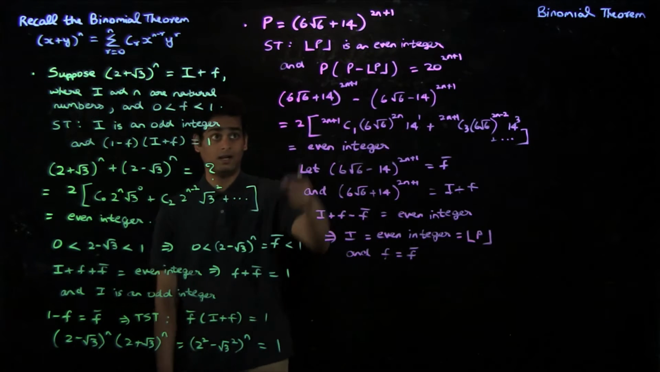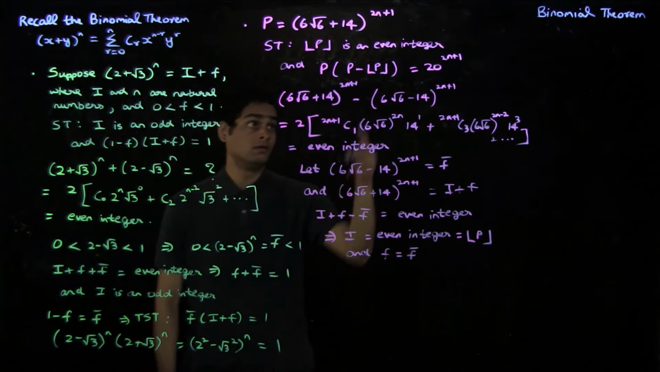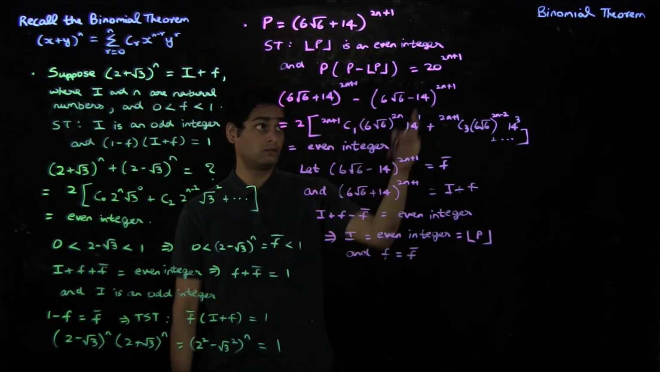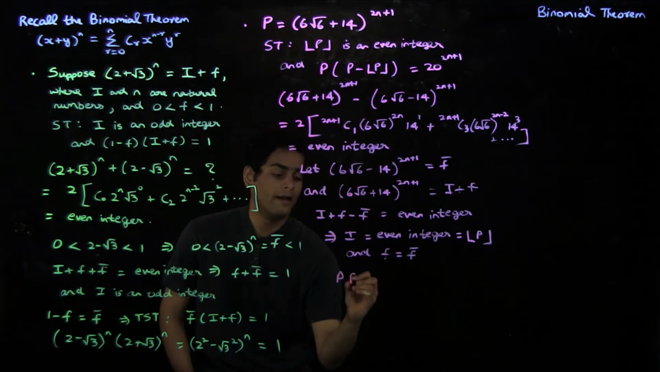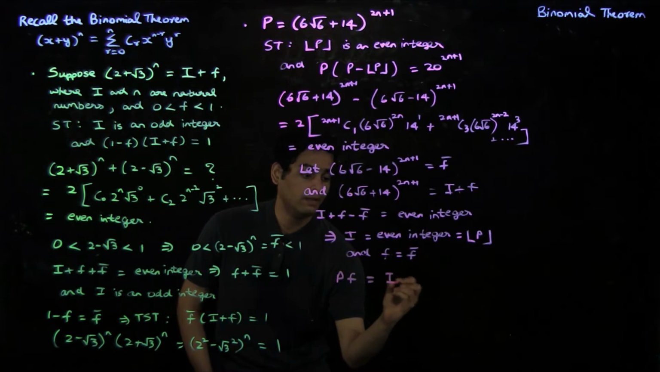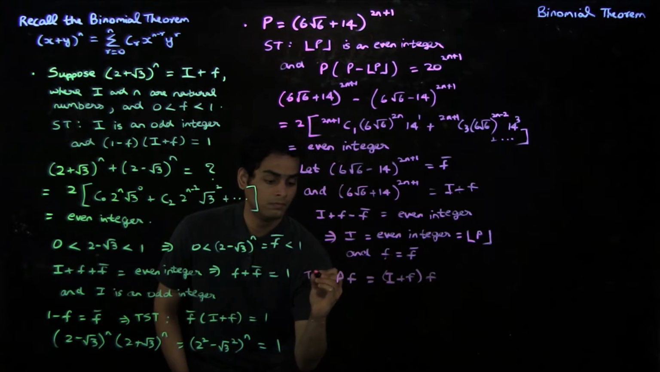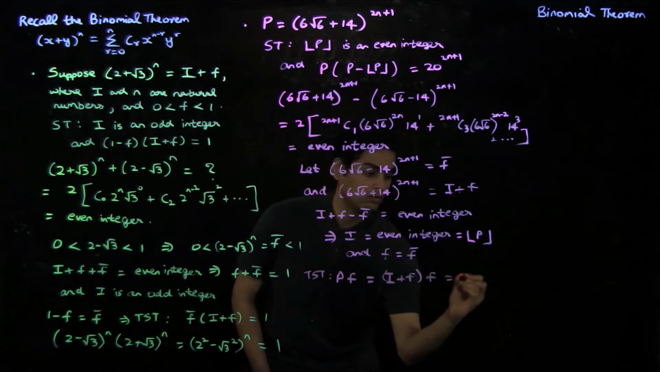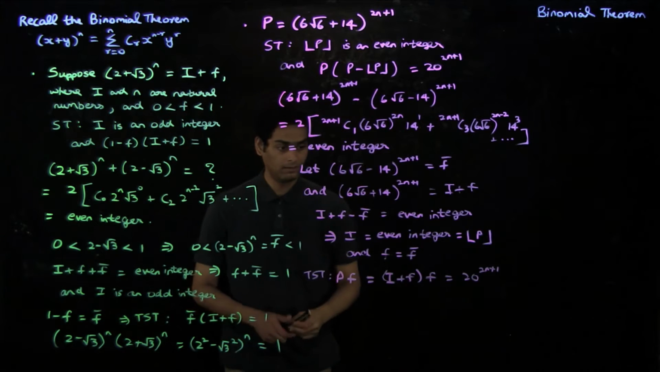So our second result asks us to show that p times the fractional part of p is 20 power 2n plus 1. We can re-express that as p times f, which is nothing but I plus f times f, equals 20 power 2n plus 1. So we would like to show this result.